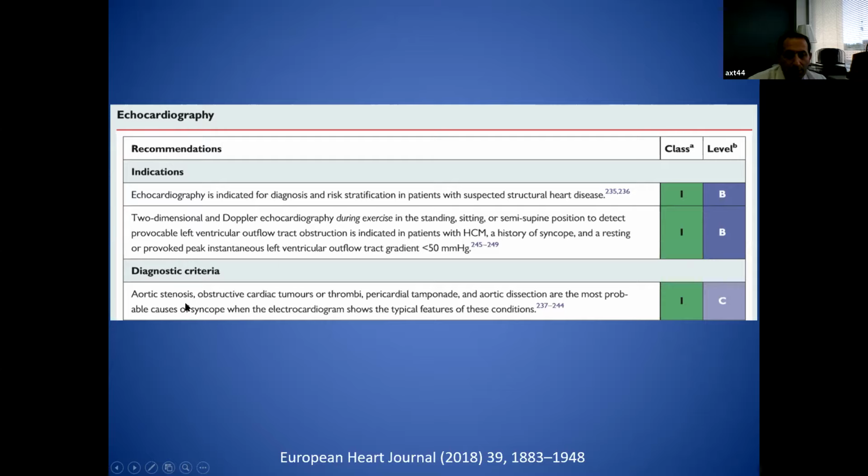Also, you want to look for aortic stenosis, obstructive cardiac tumors, pericardial effusion and tamponade, aortic dissection, other etiologies. So echo is a very useful tool. It's benign, it's ultrasound waves.